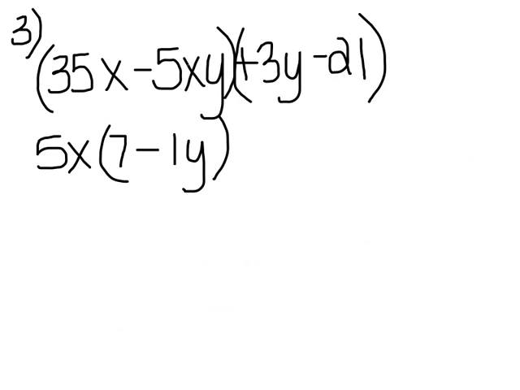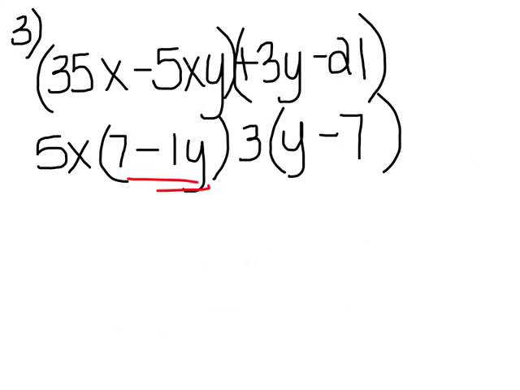3y and a negative 21 are both divisible by 3. When I do this, I'll be left with 3y divided by 3 is y. 21 divided by 3 is a negative 7. Now, in order to do factoring by grouping, my parentheses have to be exactly the same. And right now, my parentheses aren't. So I'll have to do something to fix this. What I'll have to do is go back into my problem and rearrange the order of my second parentheses.